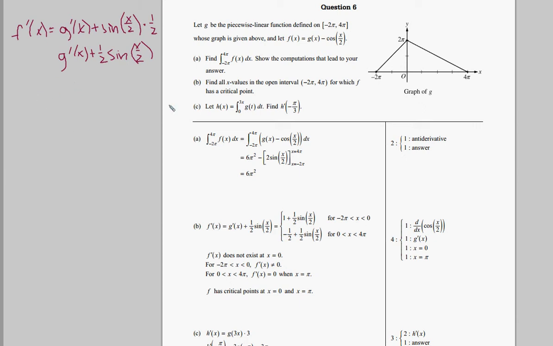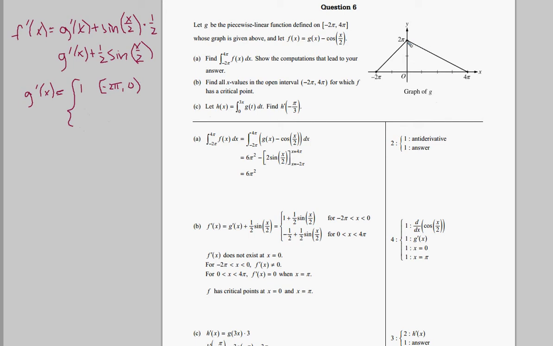G prime. Let's just look at g prime. G prime is just the derivative of g. So let's go over here and look at this guy. The derivative of g at this point is actually a piecewise function. My first piece is going to be the slope being a positive 1 over negative 2 pi to 0. I'm just going to put brackets here, to 0 but not including 0.